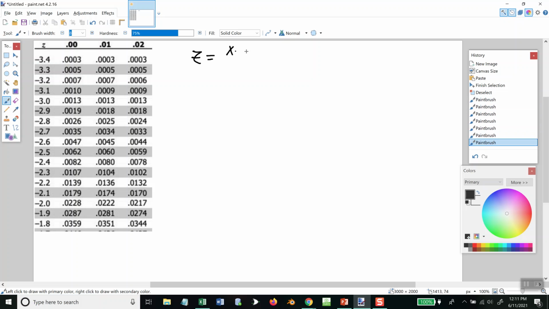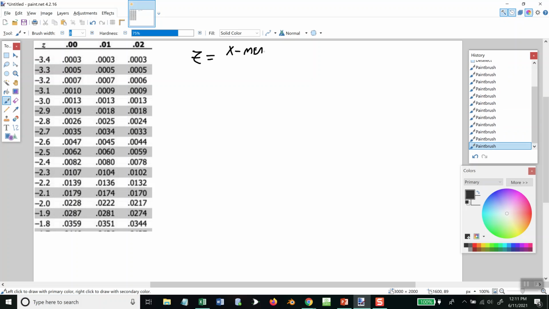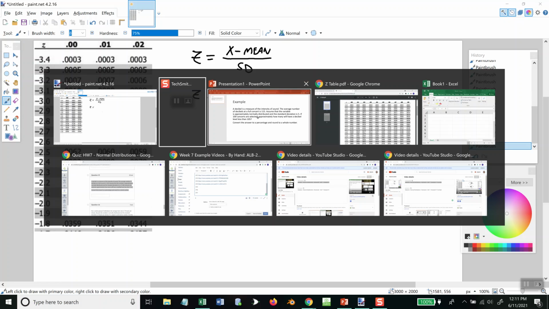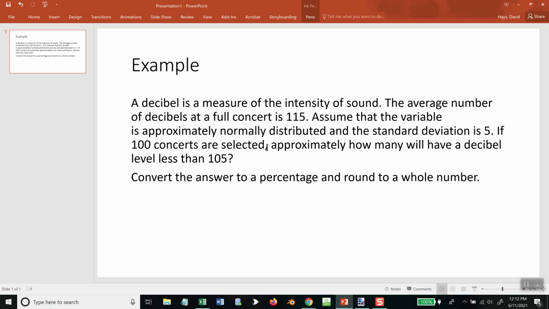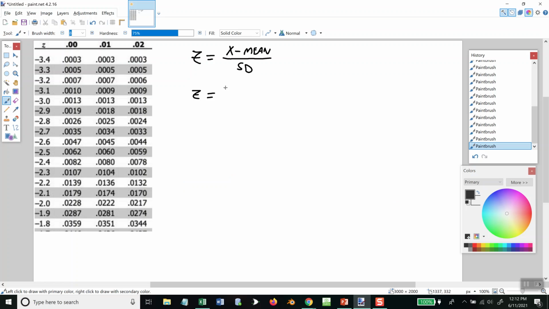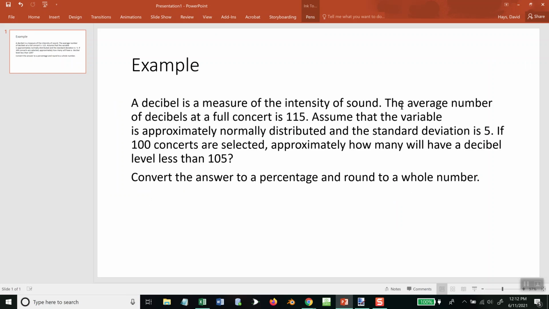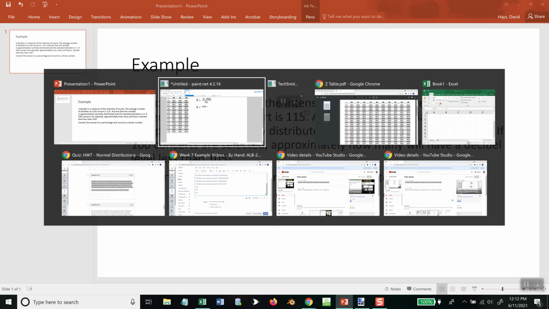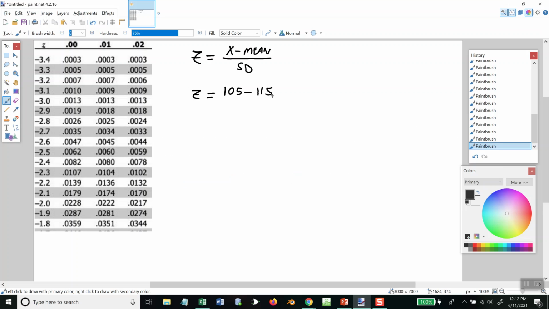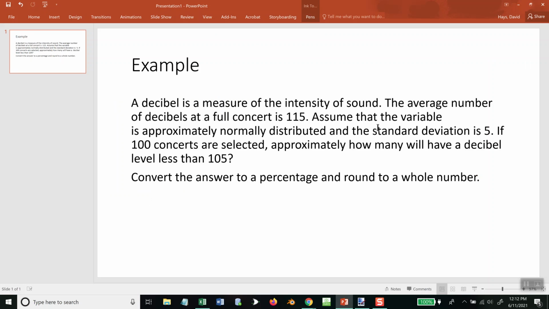Z is equal to x minus mean divided by standard deviation. Our x is going to be approximately we'll have decibel level less than 105. So 105 will be our x. Mean's a lot easier. It actually tells you the average is 115. And standard deviation is easy too because they tell you standard deviation is 5.